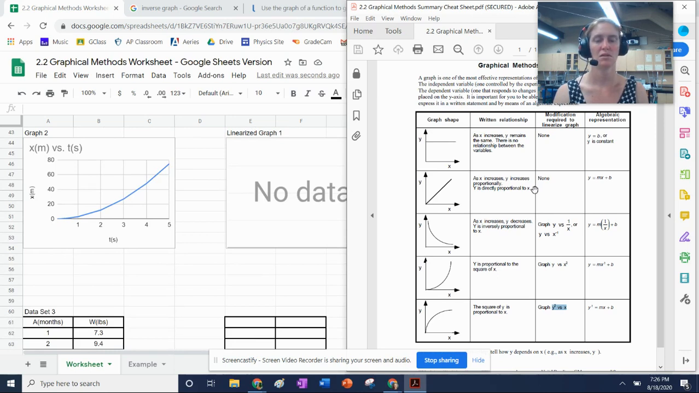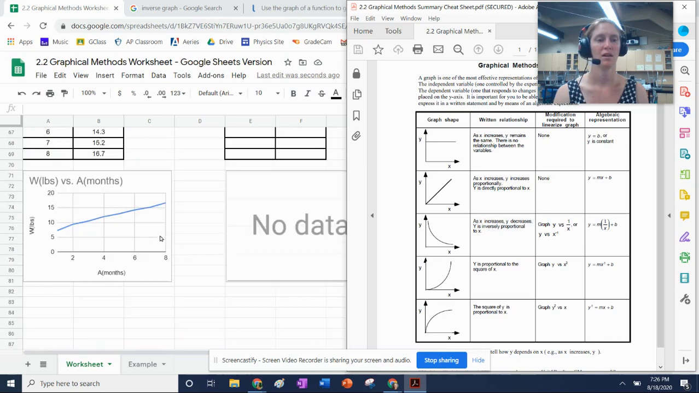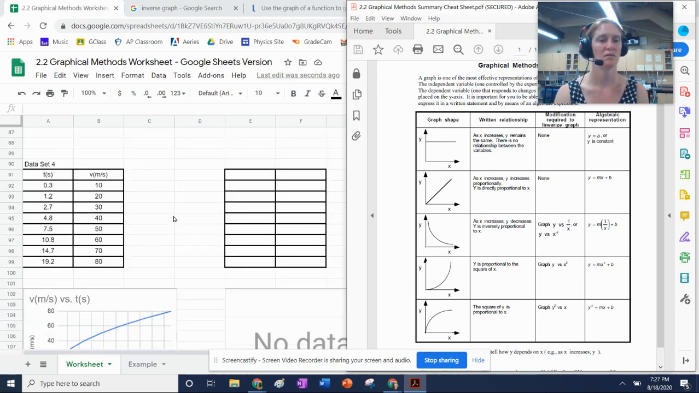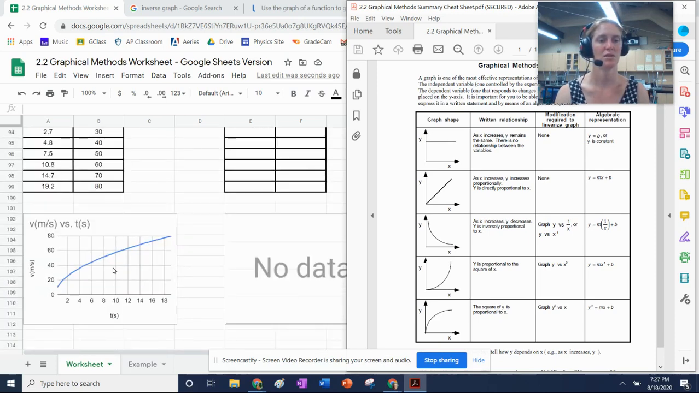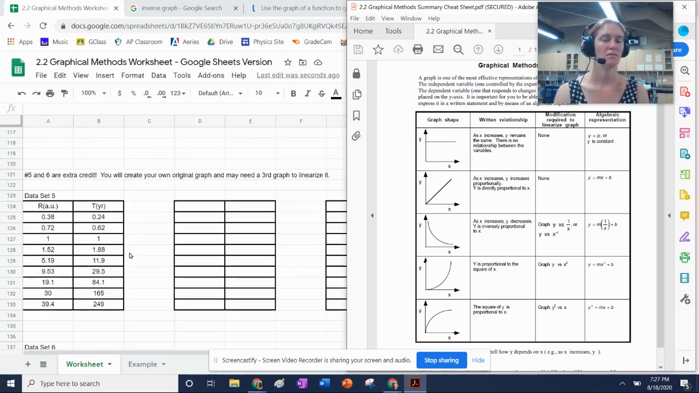And then for the next one, you'll see it's a different shape. To me, this shape looks like this one. So then I'm going to graph y versus x squared. And then this one, you're going to pick which one it looks like. This one is not supposed to be tricky. Don't let it mess you up. You should see what kind of shape that looks like. You'll pick which one and graph it accordingly.